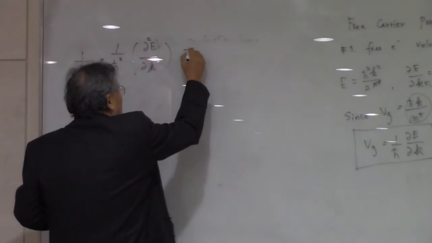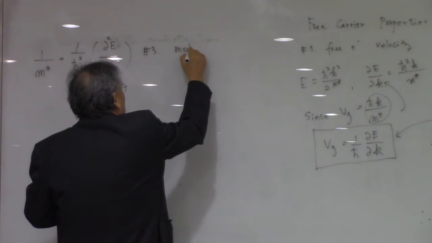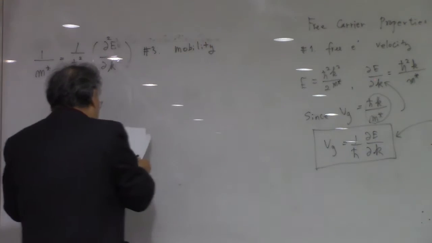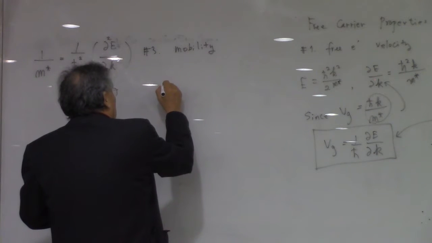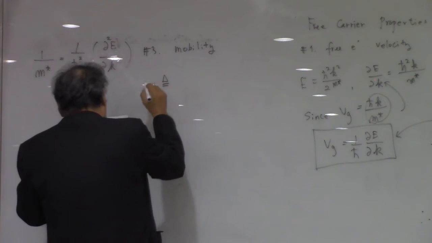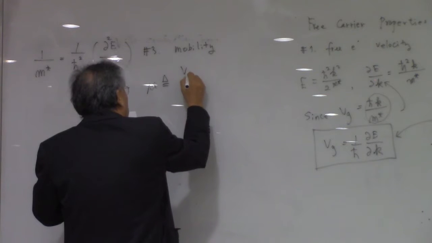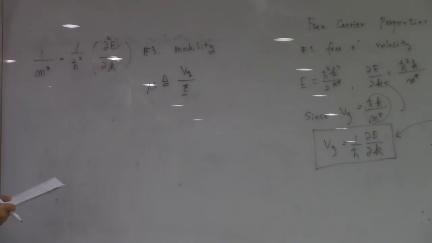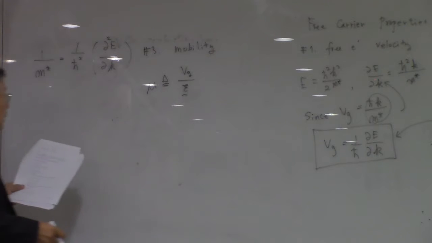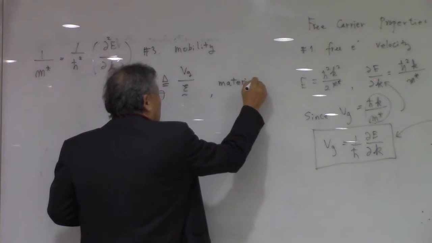Now, for number 3, maybe we can talk about the mobilities, free electron mobilities. Mobility by definition is group velocity divided by the electric field, right? That is the mobility. Normalized velocity, we should say. And this is a material constant.